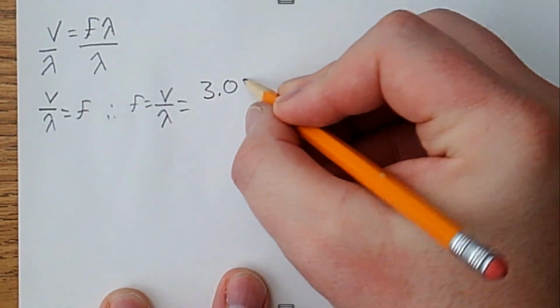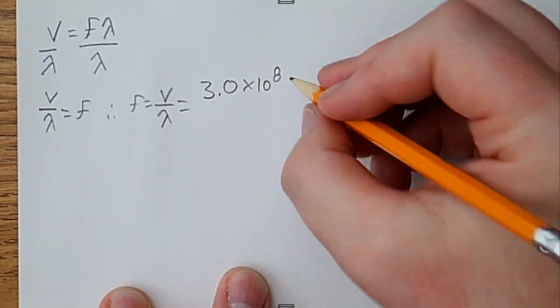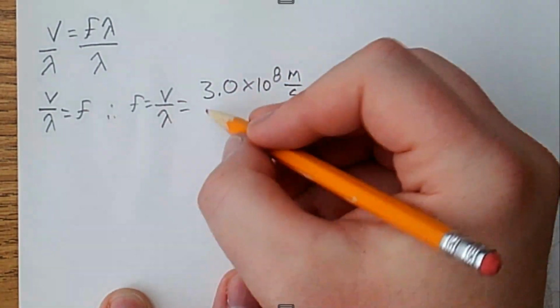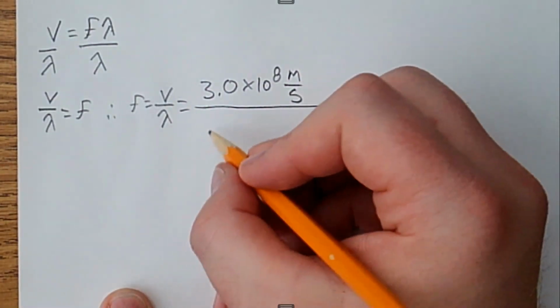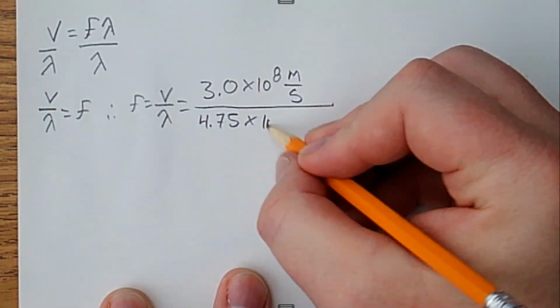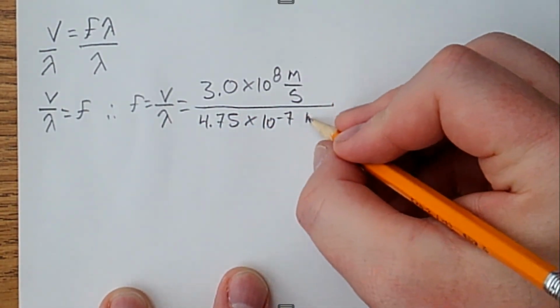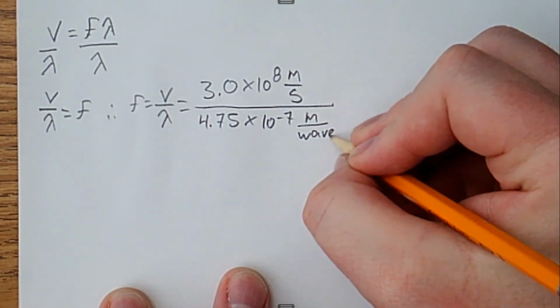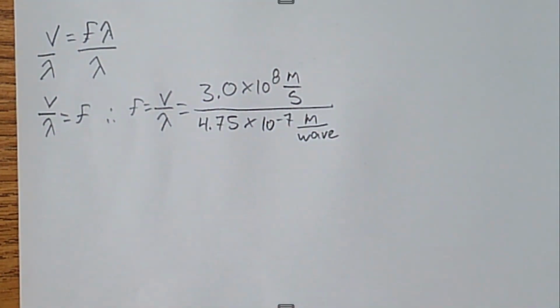Then we fill in our values for v and lambda. 3.0 times 10 to the 8th meters per second is the speed of light. Our wavelength, 4.75 times 10 to the negative 7 meters per wave. And if you can do that problem, you end up with the frequency of the wave. Any questions on what we've done so far? Okay, that should get you close enough that you can do the other bit on your own and let me know if you have questions.